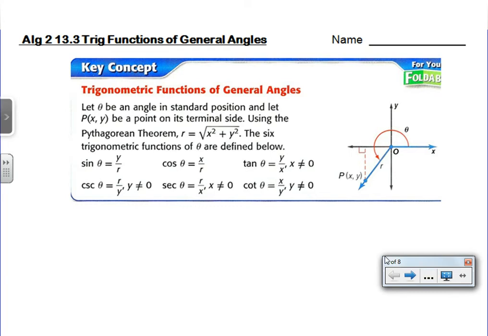So I could theoretically ask you to calculate the tangent of 12,358 degrees. It wouldn't be a lot of fun, but we could do it. So let's start looking at your notes.